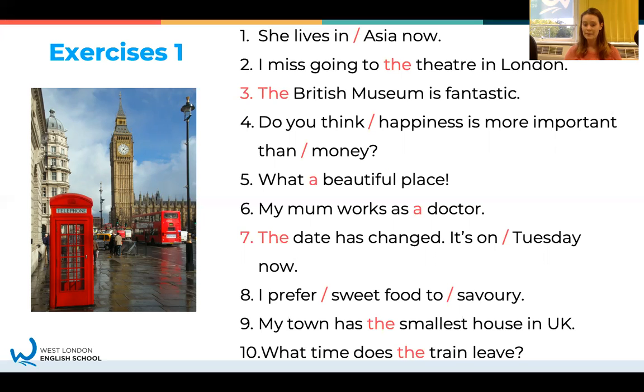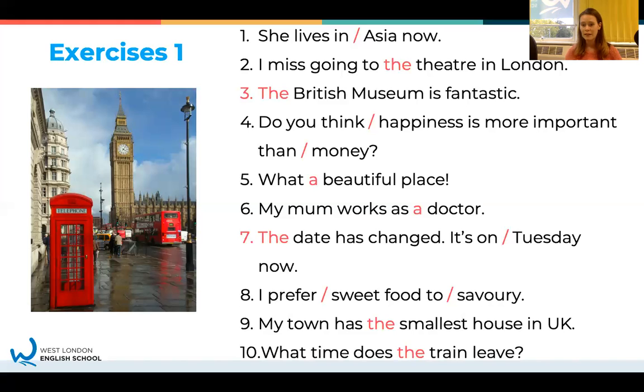Number 8, I prefer sweet food to savory. This is because it's a general sentence. It means like general sweet food and general savory food. Savory means salty. Number 9, the. We're using the because it is a superlative. Smallest is a superlative.